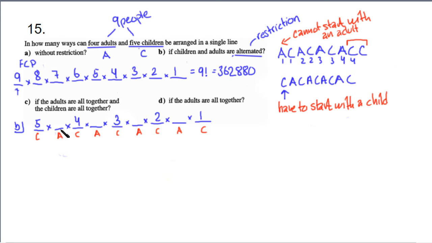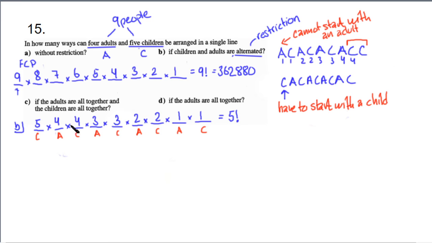So for this position here, the second position, that's the first adult we're going to put in. We have 4 adults to choose from. And then we have 3, 2, 1. Okay. Now if we take a look carefully here, we see that we're going from 5 down to 1 with the children. 5, 4, 3, 2, 1. That's 5 factorial.